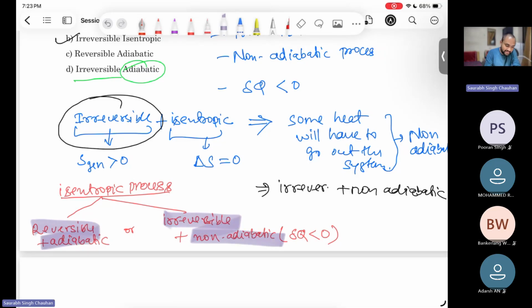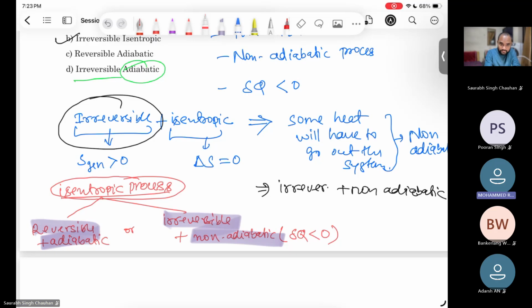In the second case, the heat will go out from the system to the surrounding. So isentropic processes can have both of these conditions. But usually if the question says that the process is isentropic, then we assume that the process is reversible adiabatic, right? In turbines and compressors, we assume that the process is reversible adiabatic, but it can be any of these two. So that's why I said the context will make it clear.